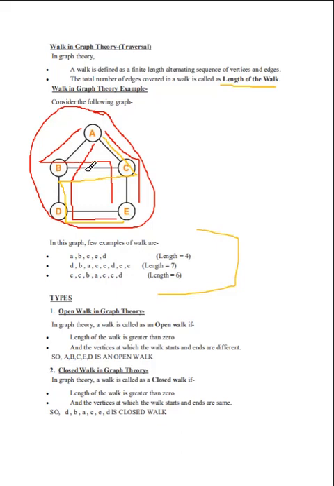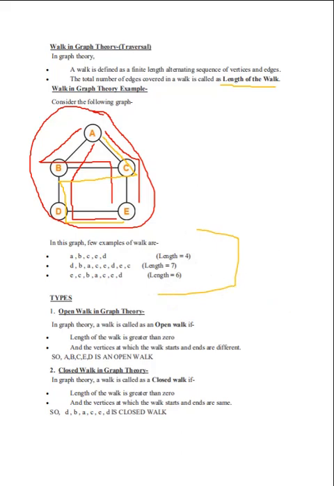Dorthang to Malli is another length. Malli to Rampu is another length. And Rampu to Gentok is another length. So if I want to reach from Namchi to Gentok, I'll have to walk like this. Or I can go straight from Namchi to Pakyong Airport to Gentok. Straight you can go. So length is the number of edges that is covered.